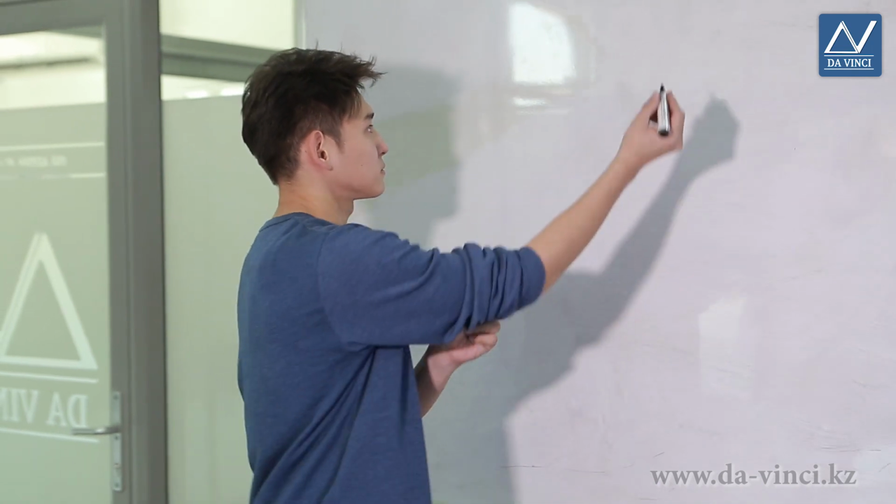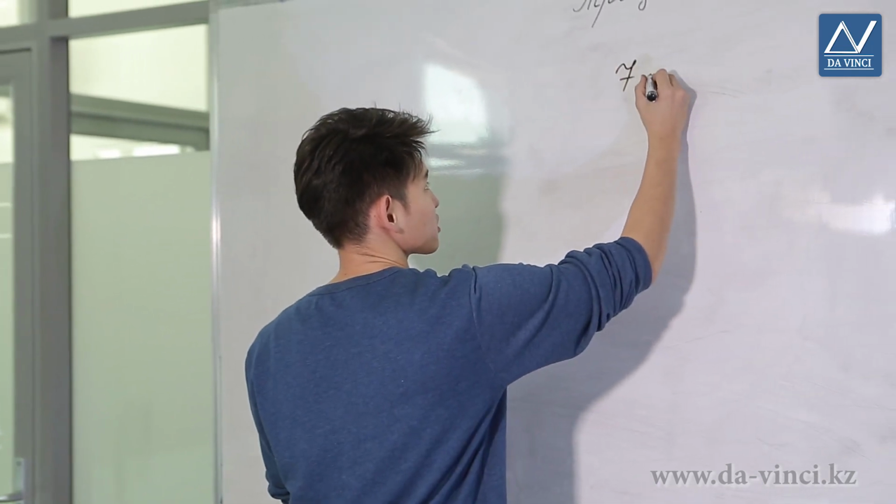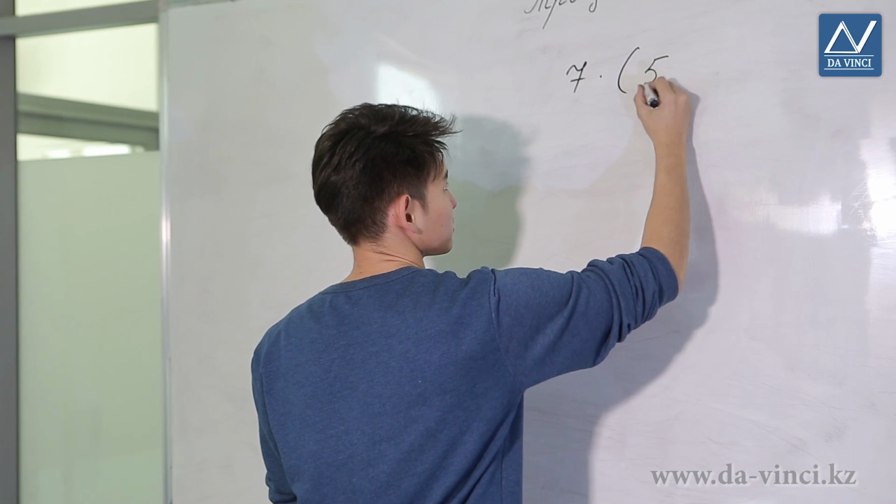Hi, the topic of this lesson is simplifying expressions. Let's take a look at an example right now in order to understand what simplifying is. The number 7 multiplied by 5 plus 4.